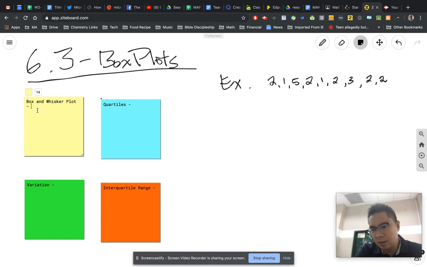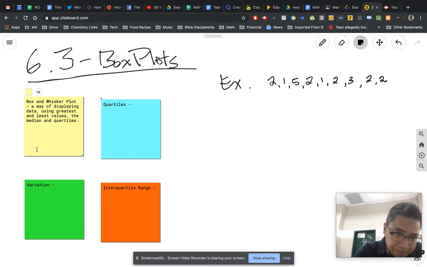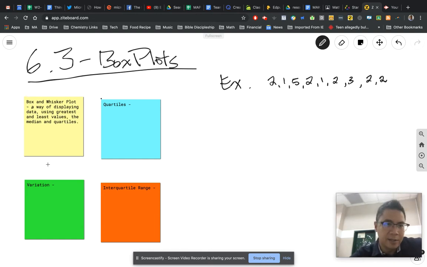So what is a box and whisker plot? This is a way of displaying data using greatest and least values, the median, and something we call quartiles. So that's the definition. And this is what we're creating in 6.3, something called a box and whisker plot. And in those plots, there are a few different things to note.